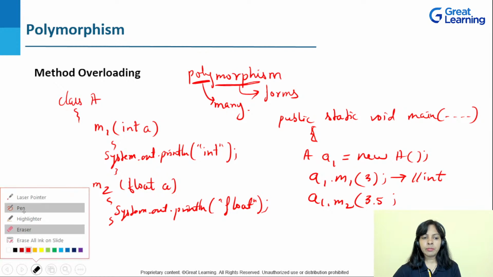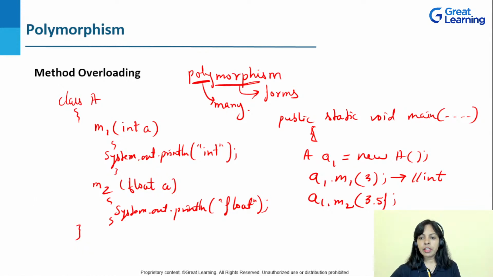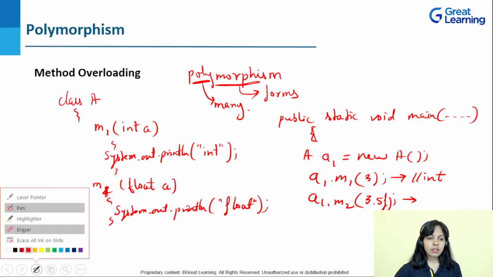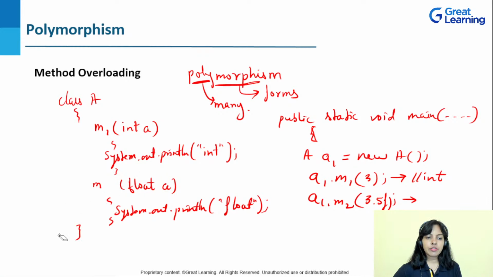I'll write it down again. So 3.5f, meaning it is a float. So this will print what? It will call which method? Sorry, it should be the same name. Guys, method overloading is two methods with the same name and different parameter types. So this would be m1 itself, right? m1 here and m1 here. This will be m1.